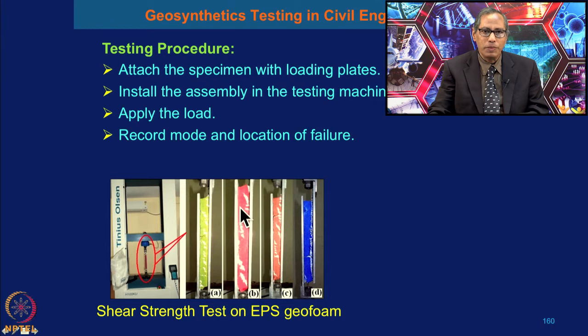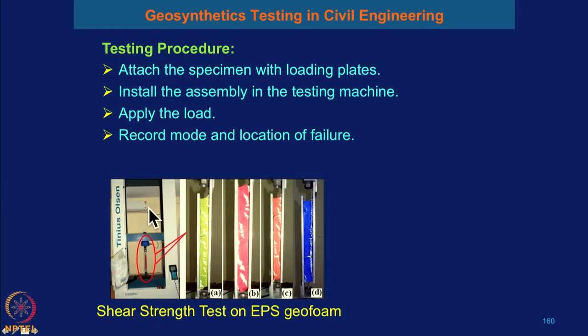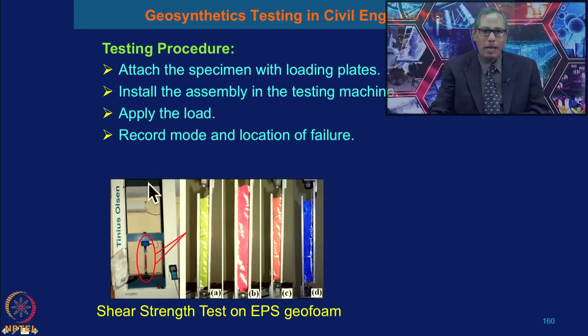This is the specimen attached with the loading plate, and here it is attached with the loading plate. Install the assembly in the testing machine, then apply the load and record the mode and the location of the failure. So, here is the shear strain test of the EPS geoform under different densities of the EPS geoform material.